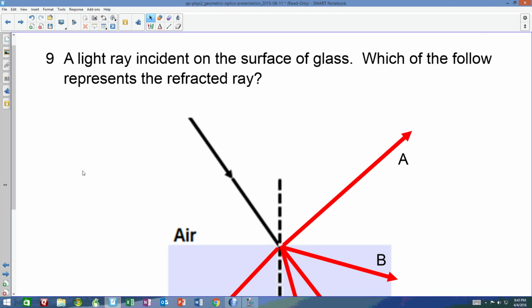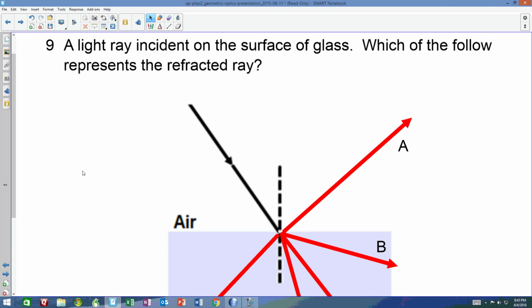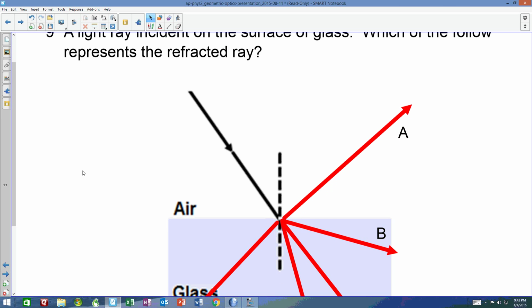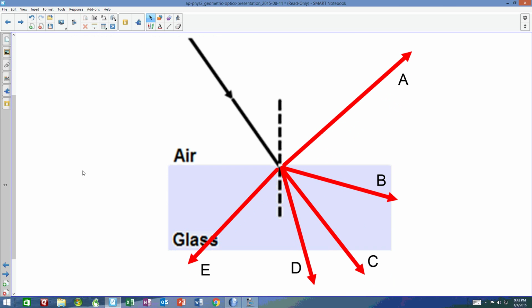A light ray incident on the surface of glass is shown below. Which of the following represents the refracted ray? Okay, so here is your incident ray. Which one is your refracted ray as you go from air to glass? Because you're going from a less dense to more dense material, it should bend towards the normal. So hopefully you chose D. D is the correct answer.